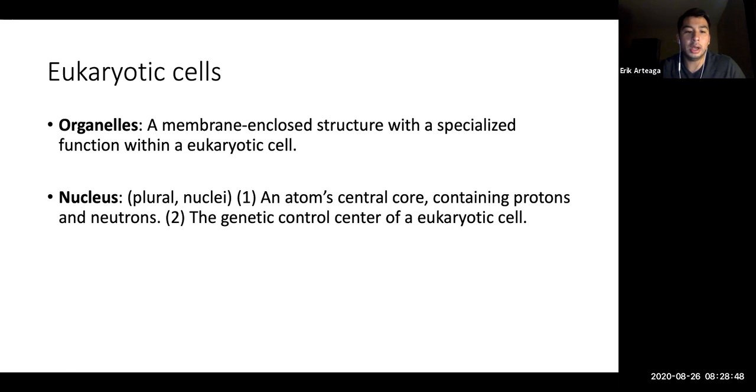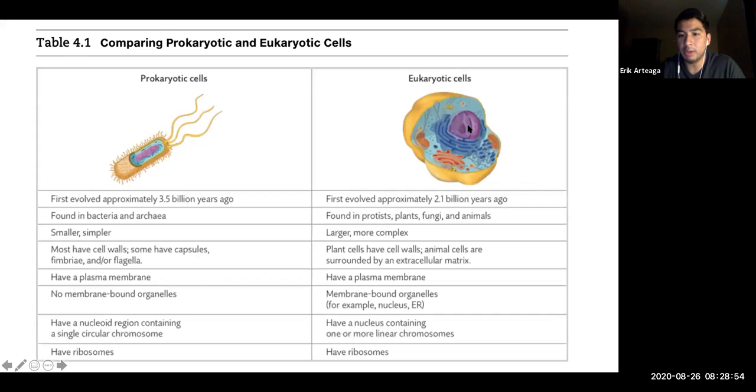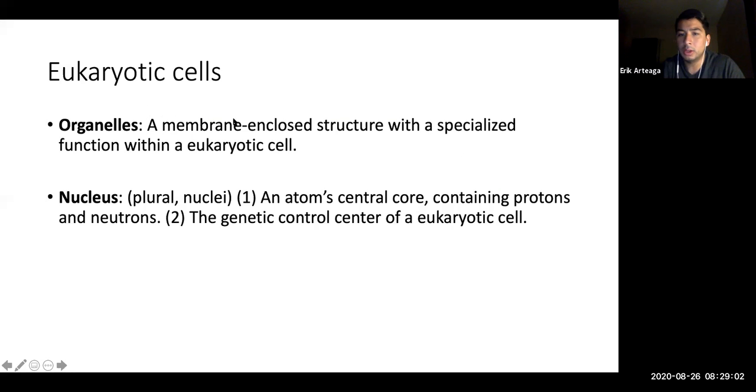And then the second definition, I'm giving you the genetic control center of a eukaryotic cell, right? So this is the center of that cell that houses the chromosomes or the genetic component of the eukaryotes, right? And again, these structures, well, organelles, and the nucleus are found only in eukaryotes.